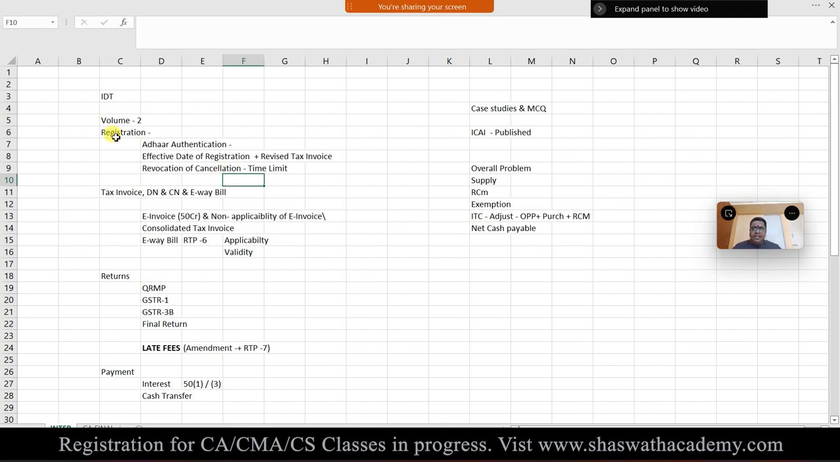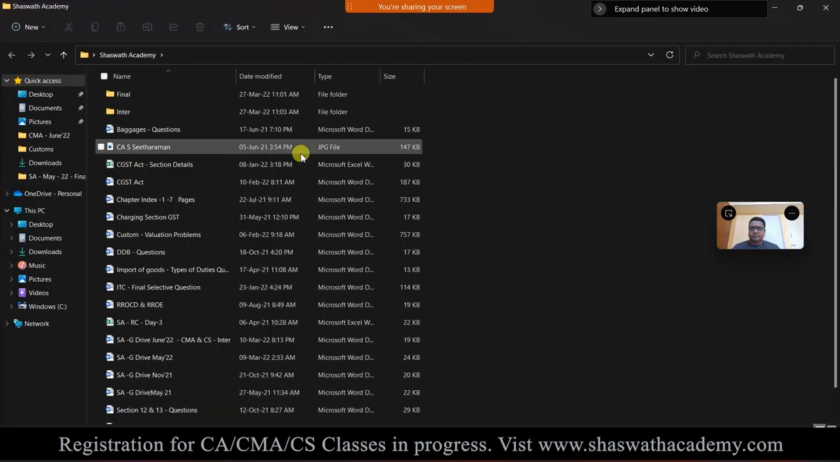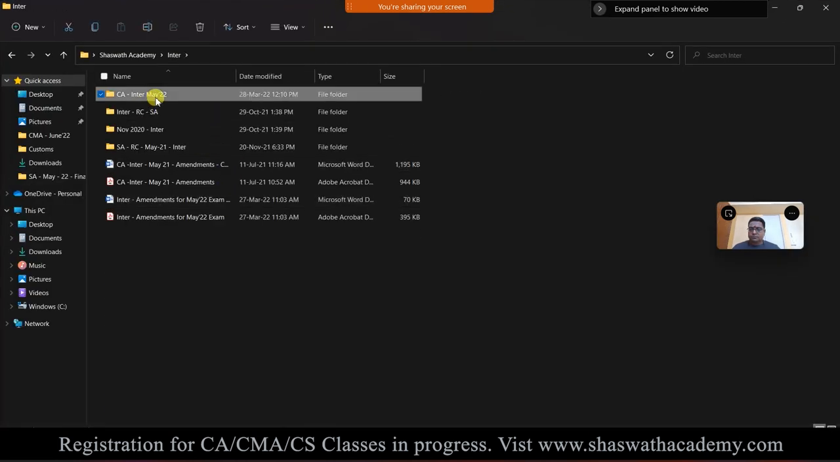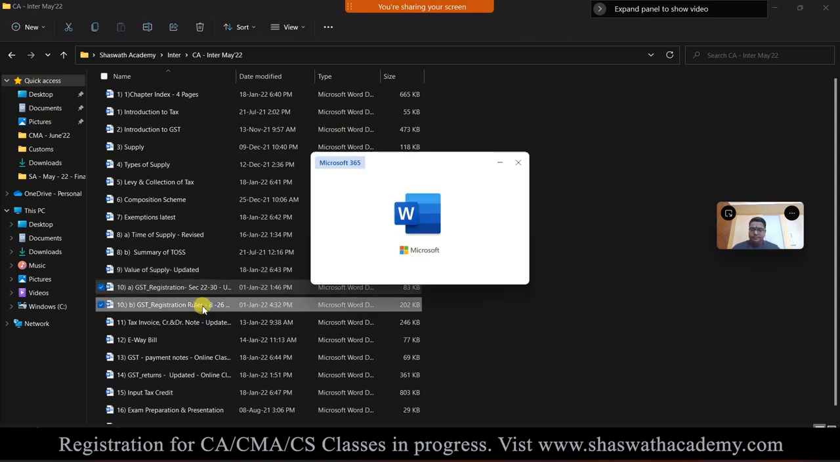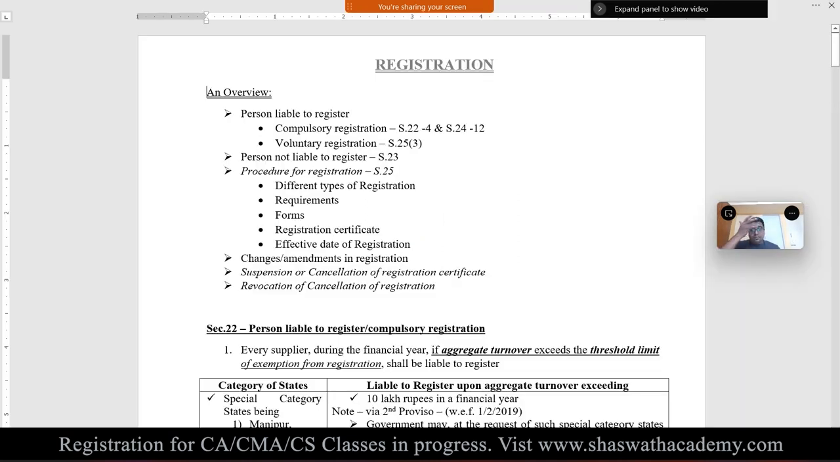So first up, while taking the registration chapter, what are all the areas we have to focus on in the registration chapter? My dear brothers and sisters, in the registration chapter, the first hint will be validity of registration. That is to say, threshold limit calculation. Threshold limit calculation is the first and foremost priority. And let me start with the basics. So my dear brothers and sisters, this is where the basics go.